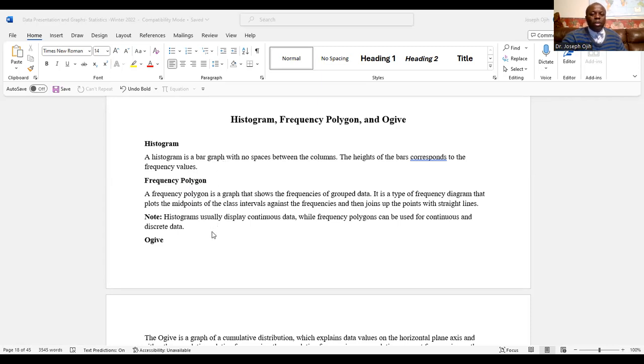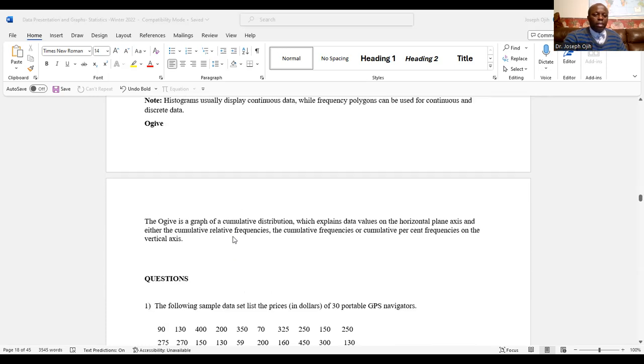Now, usually we use histogram to display continuous data sets, while the frequency polygons are used for both the continuous and discrete data sets. Now, the ogive is a graph of the cumulative frequency. I explained in the class and showed you examples on how to get the cumulative frequencies. So the graph of that is called the ogive.